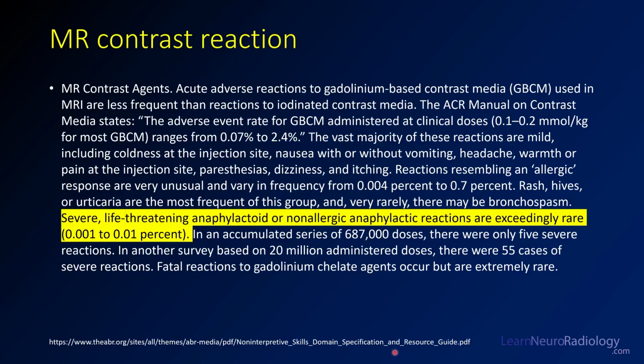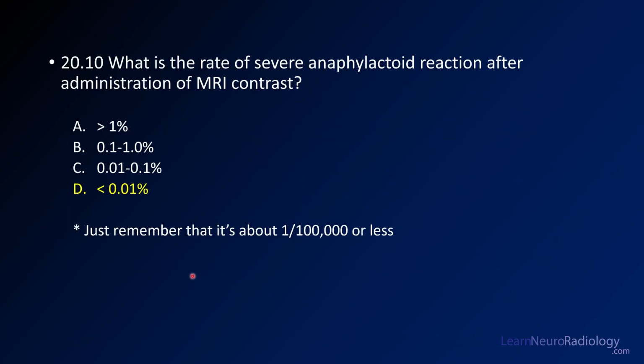You can find the answer to this in the ACR contrast manual, but severe life-threatening reactions to contrast are exceedingly rare. They had a study of about 687,000 doses, and there were only 5. In the study of 20 million, there were about 55. So it's typically less than 1 in 100,000. That's relatively rare. I hate to be picky about numbers like this, but these types of questions tend to appear even when they're specific. So just remember the MR contrast reaction rate is very low, less than 1 in 100,000.